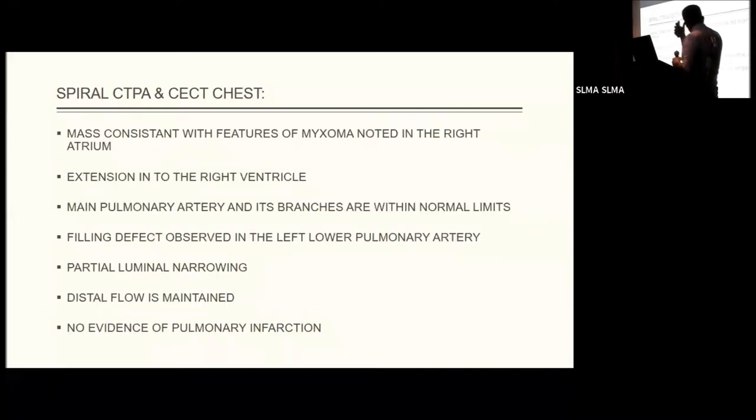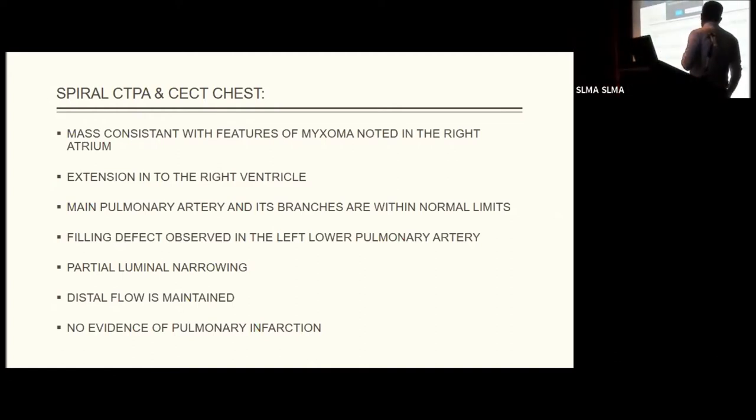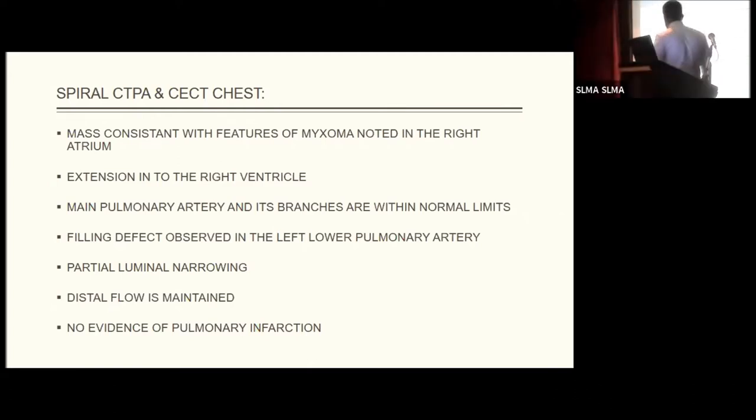This was another important test, because lung function tests were not very convincing at that time, and we couldn't explain his symptoms with the angiogram findings. So CTPA showed a mass consistent with features of myxoma in the right atrium extending to the right ventricle. Yes, we confirmed that with echo. Main pulmonary artery and its branches are within normal limits. But the problem was a filling defect observed in the left lower pulmonary artery.